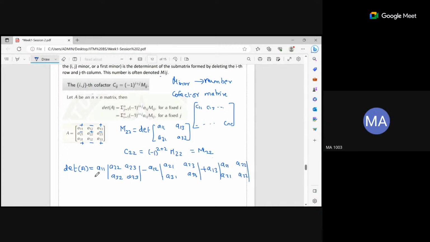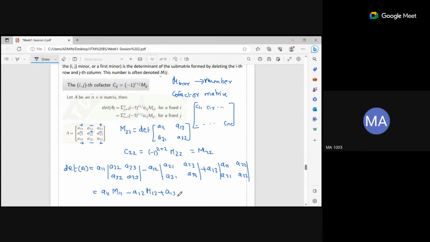Am I correct? Now, can you tell this in terms of minors? What is this in terms of a minor? M11. This is M11. And this one? M12. And this one? M13.